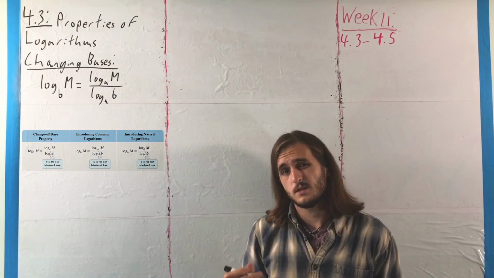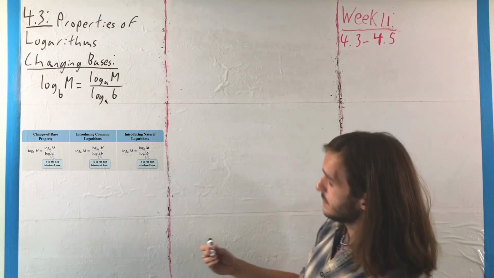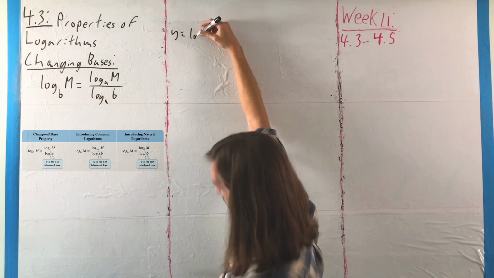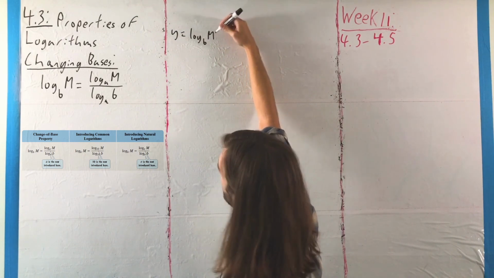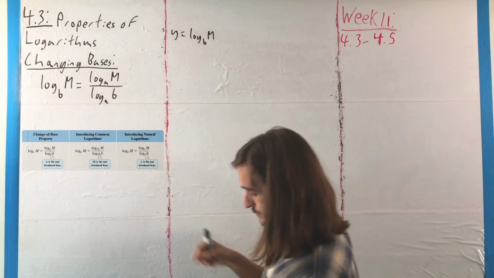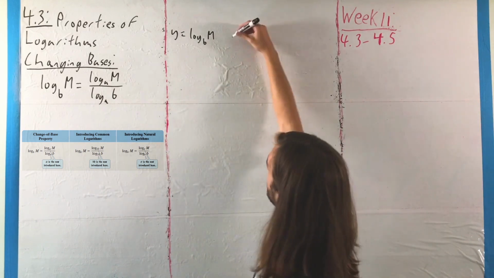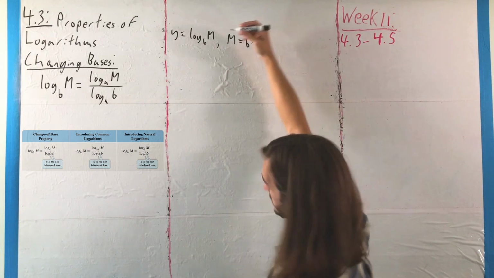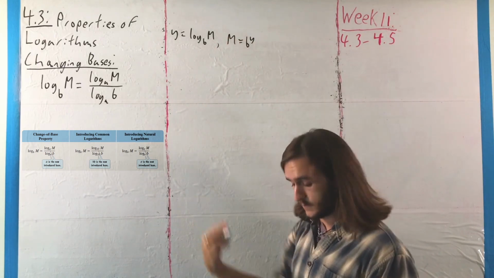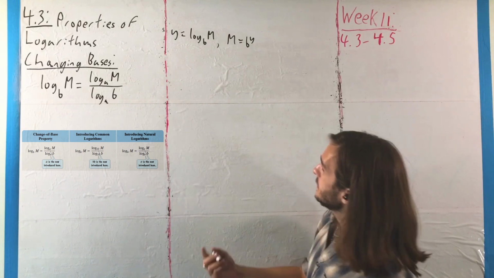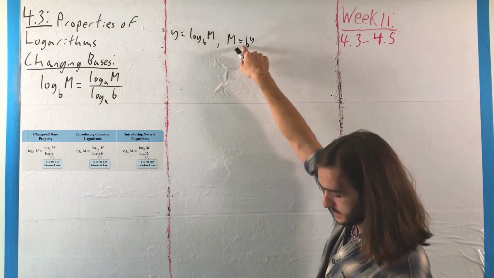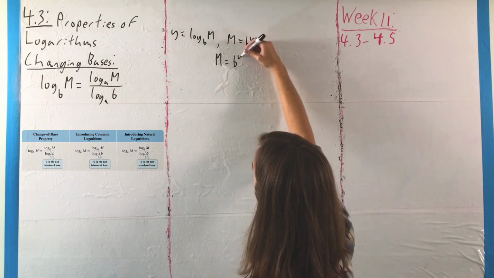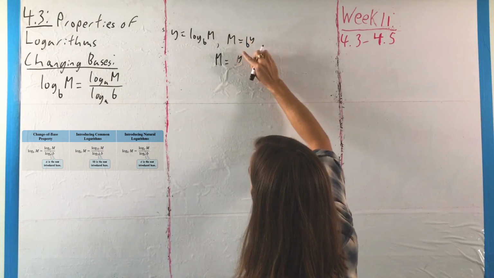And this result here is actually fairly easy to prove. If we take our pieces here and we let y equal log base b of m, then we have m is equal to b raised to the power y. That's just our basic inverse relationship at play there.